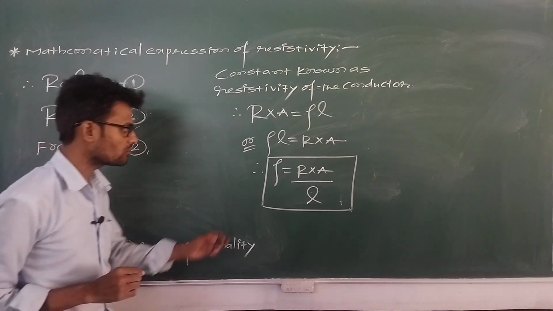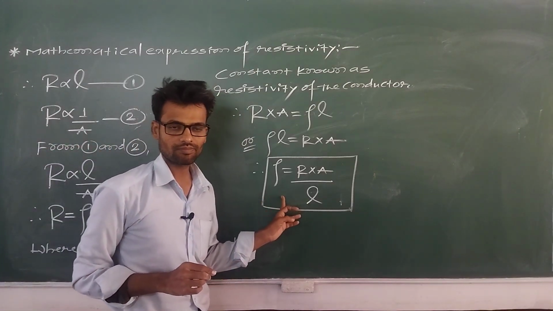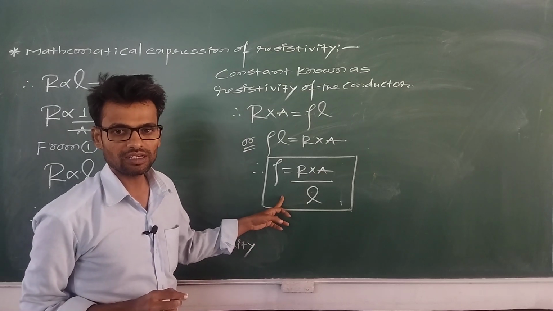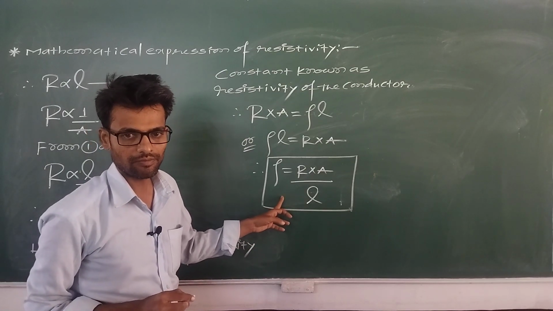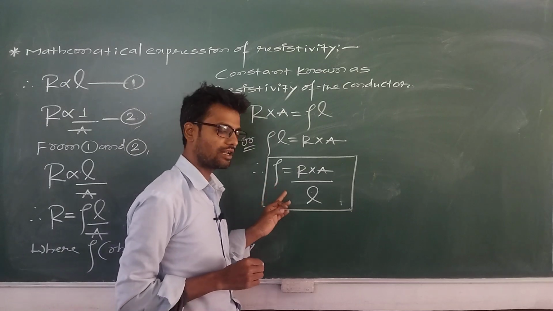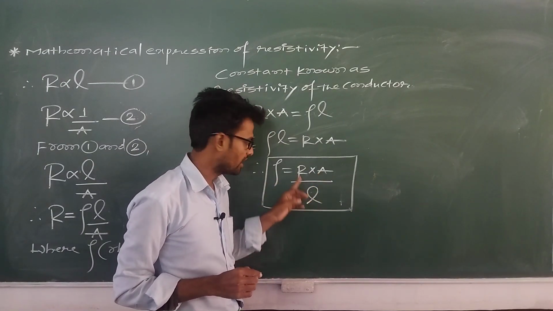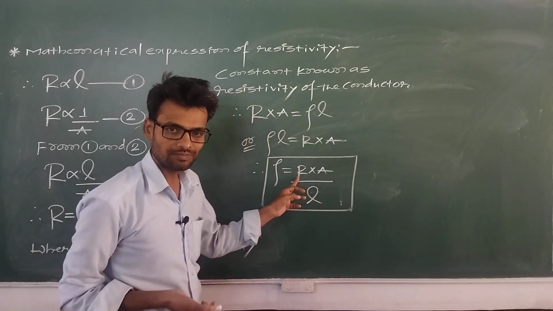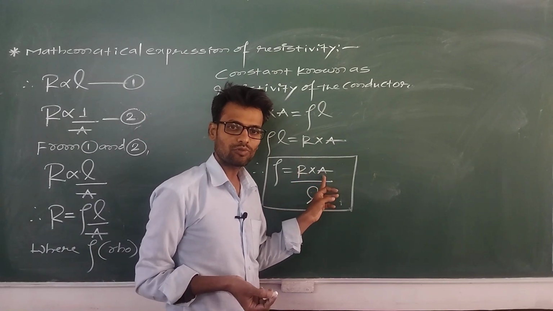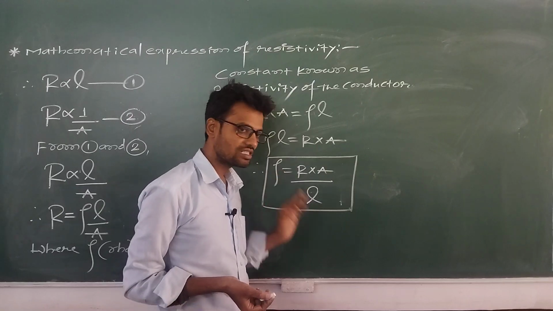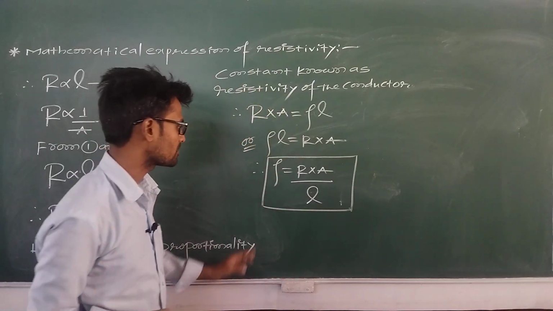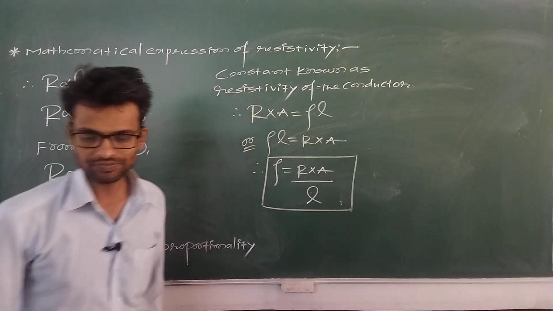You remember, rho is what? Resistivity of the conductor. Rho is the resistivity of the conductor or resistivity of the material. So therefore resistivity of the material is equal to R into A divided by L, where R is the resistance of the conductor, A is the area of cross section of the conductor, and L is the length of the conductor. So this expression is very important, you remember.